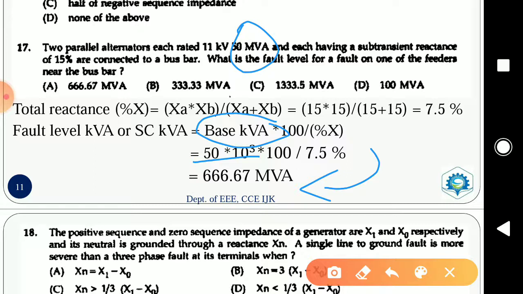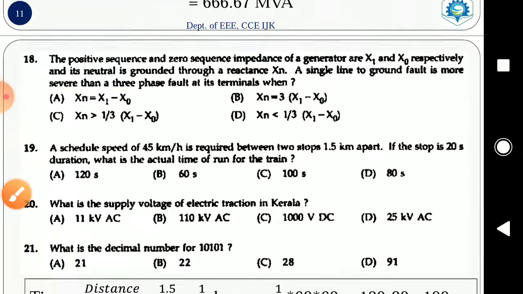You will be getting a KVA value and you need to convert it into MVA, and you will be getting the answer as 17A. So, 17A is the correct answer. Moving on to the 18th question.